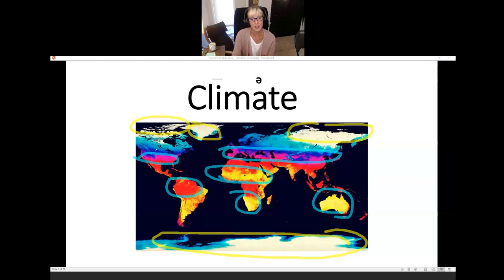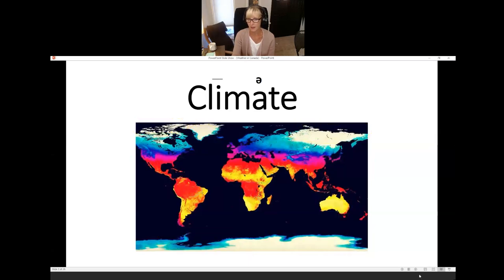And Edmonton is located in light blue. Edmonton, Alberta, much of Canada is light blue. It's cool. Okay? It can get very cold in the winter. And our summers are not very hot. So climate is a little more than weather. Let's take a look here. Climate, I have the definition.